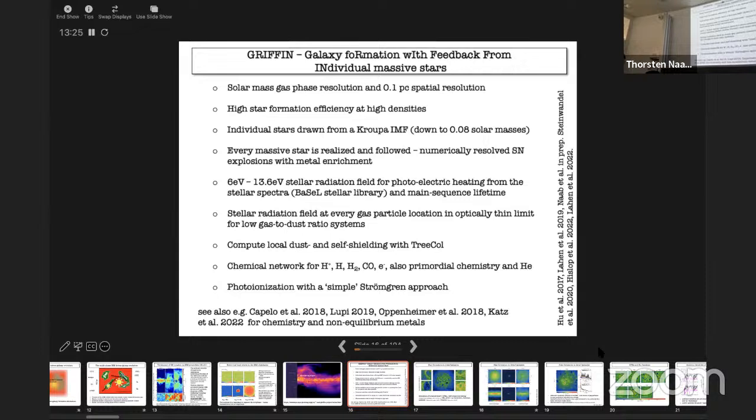We're not the only ones doing this. Here's an incomplete list of other people doing this as well, and some of them are actually in this room. So photoionization is important. We don't do radiation transfer. We use a relatively simple Strömgren approach. Radiation transfer would be too costly for the simulations we have at the moment.